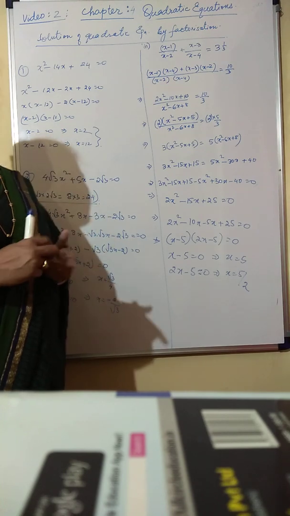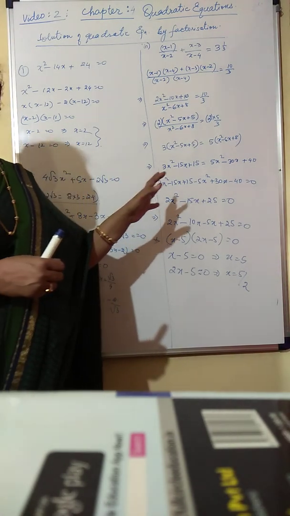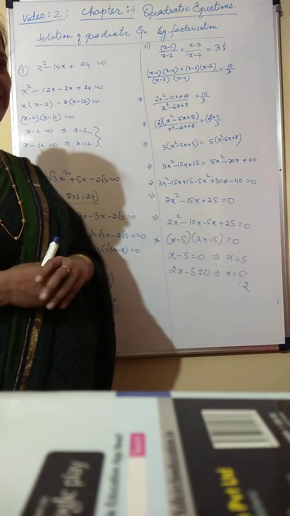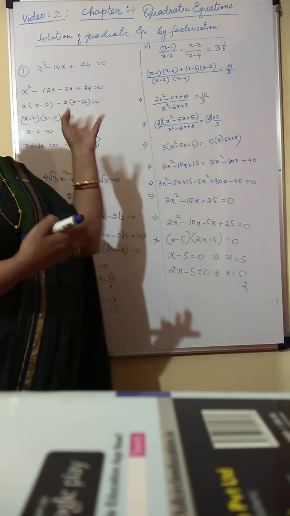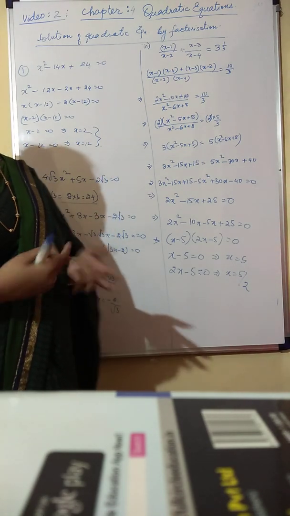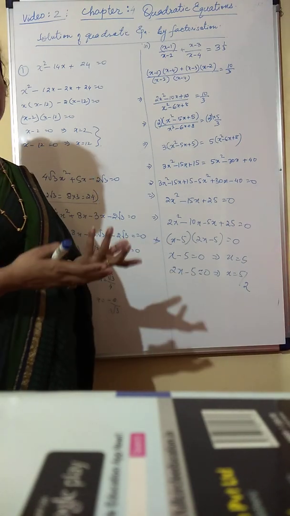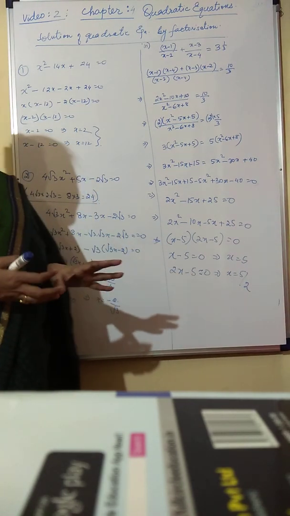Then this third part is factorization of quadratic polynomial using the different methods that you have learned. So basically this is using factorization. We have only learned two types: splitting the middle term and using the identity. So we will be using that. And in the majority of the questions, we will be only using splitting the middle term.